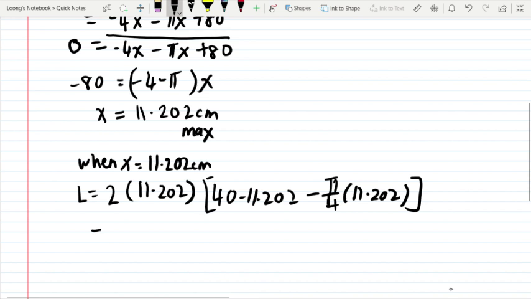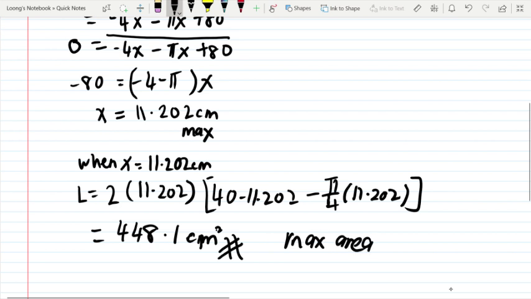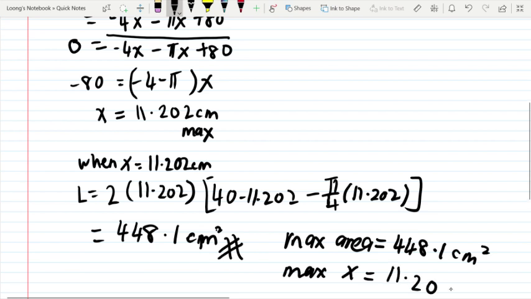And what we will get here, the final answer, is actually 448.9 cm squared. And this is your final answer. So the maximum area is 448.1 cm square, and the maximum value of x is equal to 11.202.